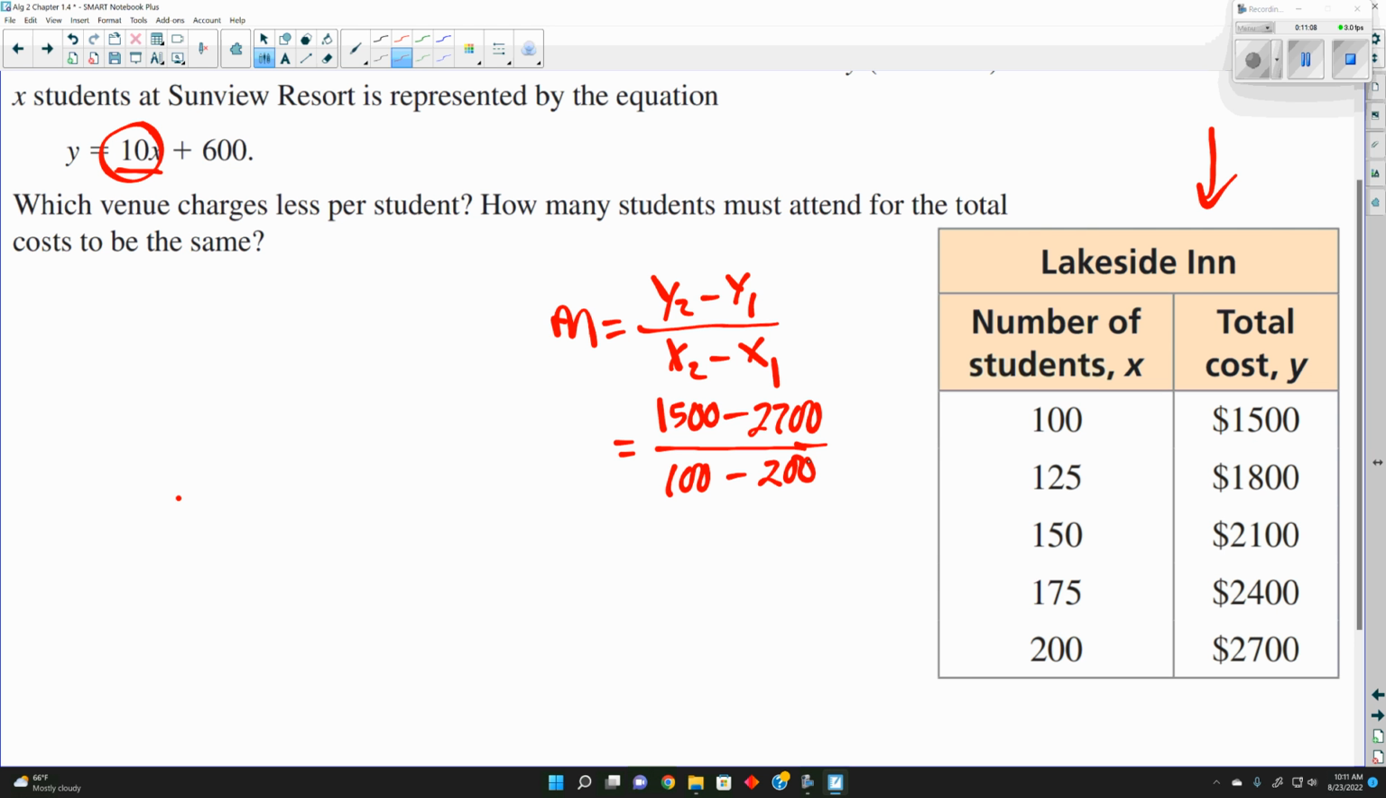Did it really matter which two y values we chose? No, because as long as this is a linear function, the slope or the rate of change between any of these should be the same. Now at this point, could I plug this all into a calculator? Yeah. So 1,500 minus 2,700 is going to be negative $1,200. Negative 1,200. Well, 100 minus 200 is negative 100.